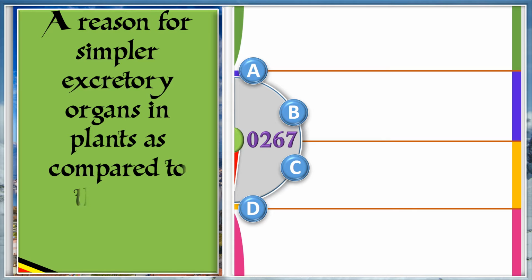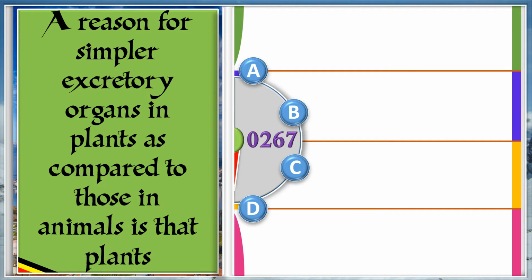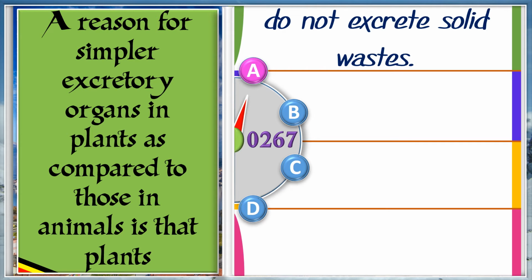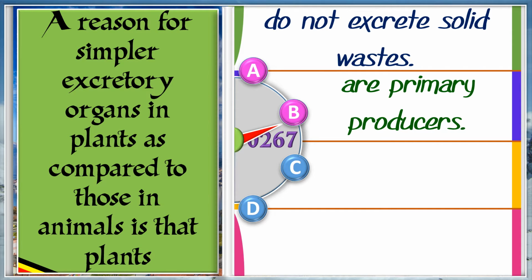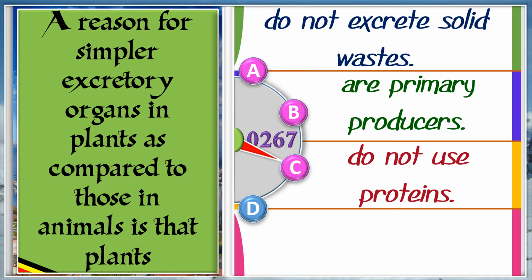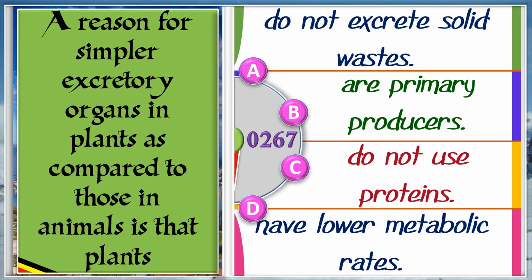A reason for simpler excretory organs in plants as compared to those in animals is that plants: A. Do not excrete solid wastes. B. Are primarily producers. C. Do not use proteins. D. Have lower metabolic rate. And the answer is D. Have lower metabolic rate.